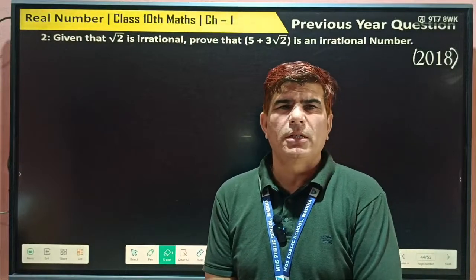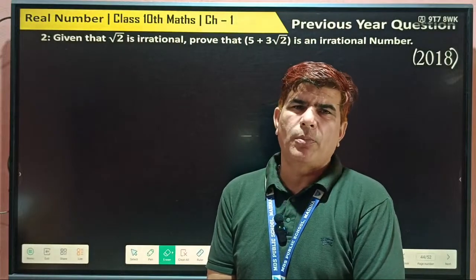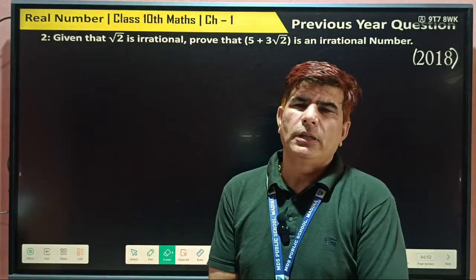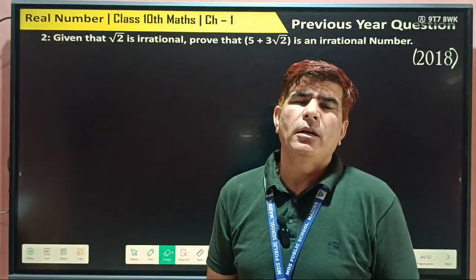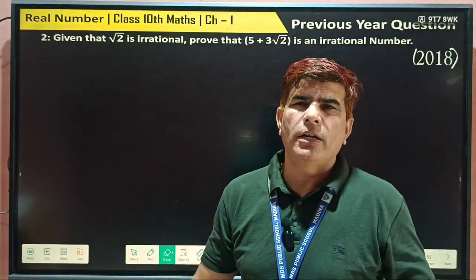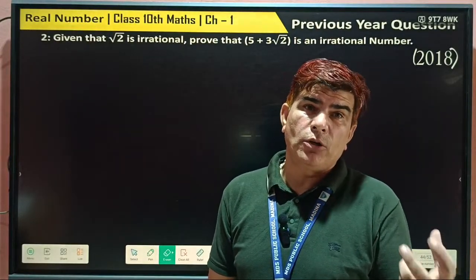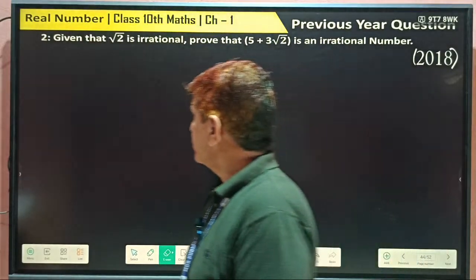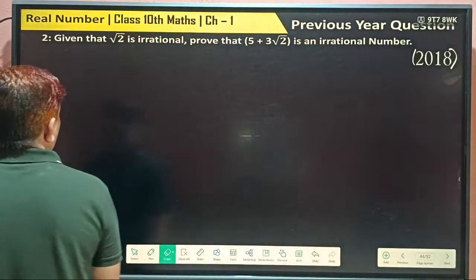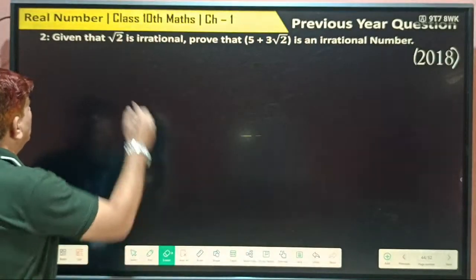If someone asks you to give an example of an irrational number, the example is this: the square root of a prime number is an irrational number. There are so many. How many irrational numbers are there? Infinite. How many irrational numbers lie between two rational numbers? Infinite. Understood? So we can start. It's given that root 2 is irrational.